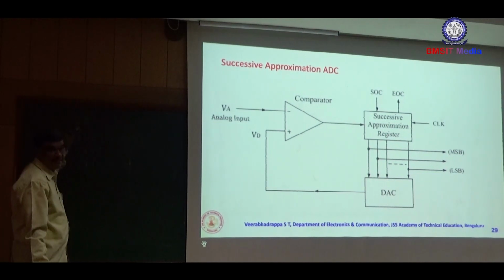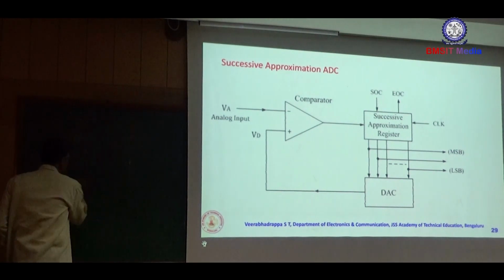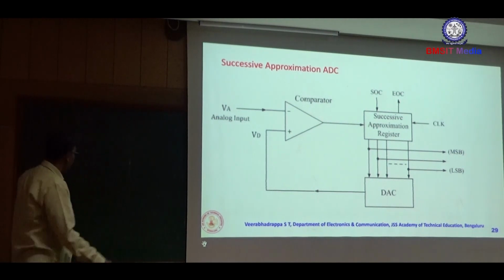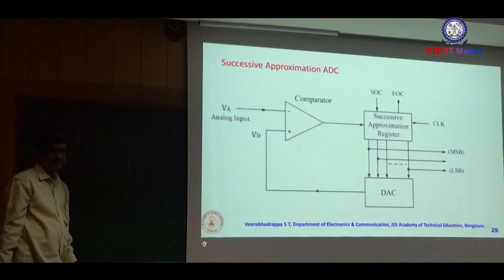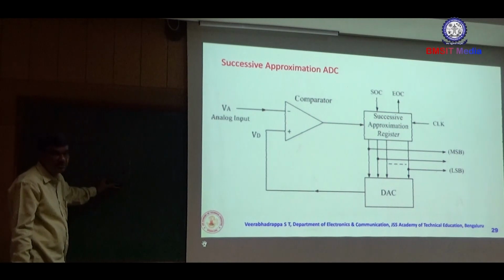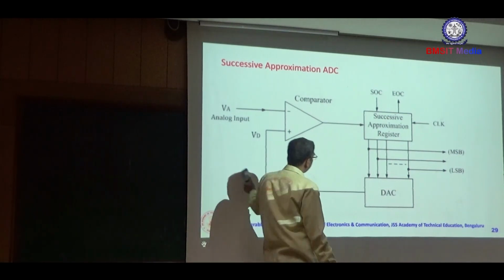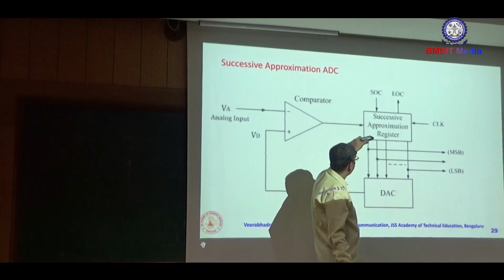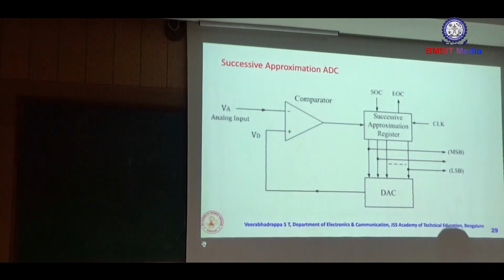3 volts is greater than 2.3 volts, so the comparator output becomes 0. Therefore, in the next clock cycle, this becomes 0 1 0 1. What is the voltage? 2.5 volts. This 2.3 volts is close to 2.5 volts, because we have only 4 bits. When the end of conversion bit is enabled, it transfers all the signals from the successive approximation register to a latch. It holds the output 0 1 0 1.